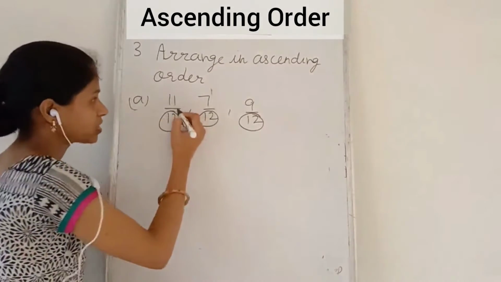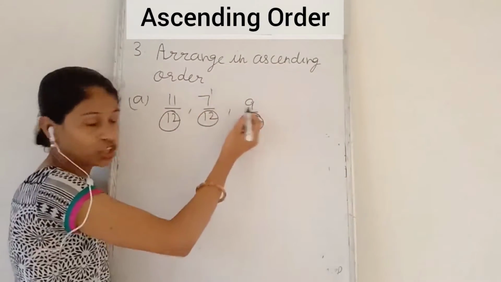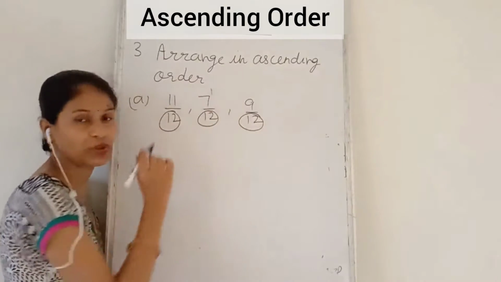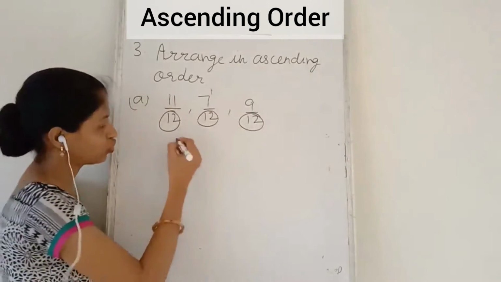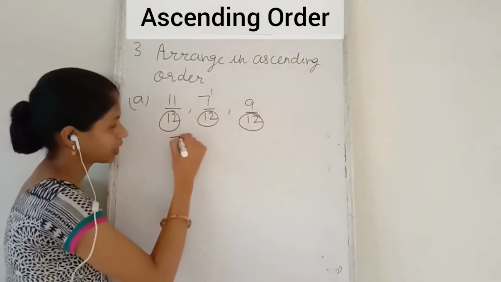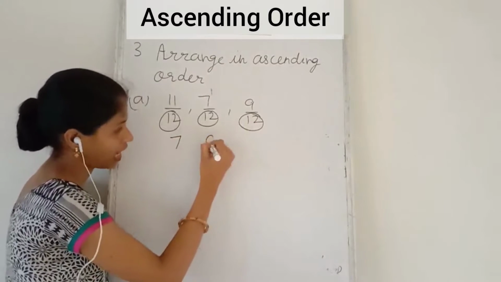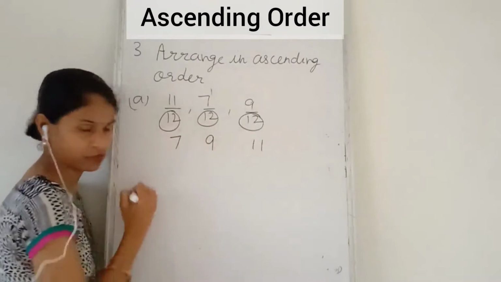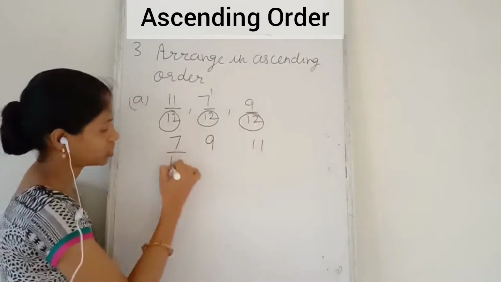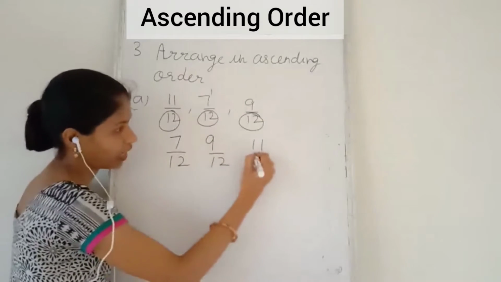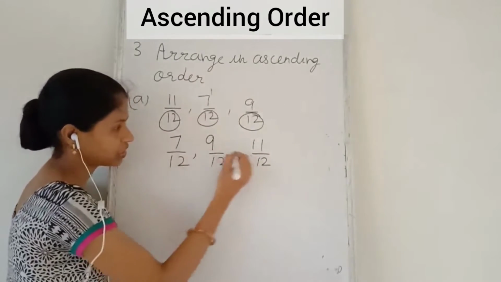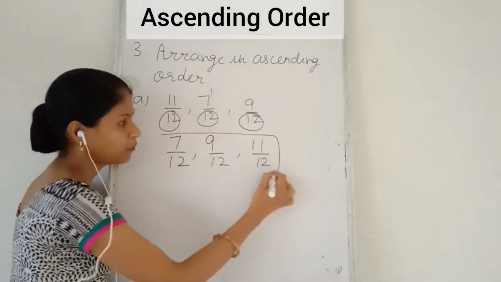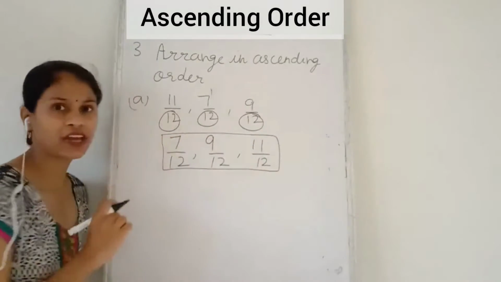So the numerators are 11, 7 and 9. We will arrange these numerators in ascending order. So what will be the ascending order? 7, 9 and 11. And what is the fraction? 7 by 12, 9 by 12 and 11 by 12. So this is the ascending order in the case of like fractions.